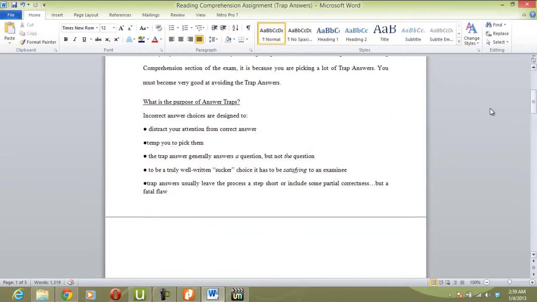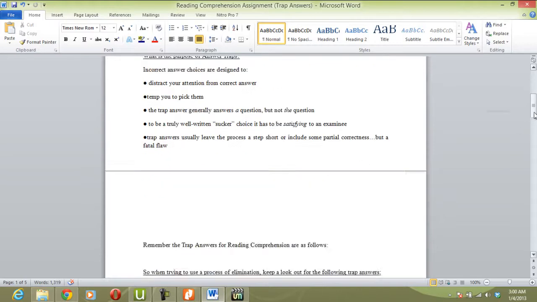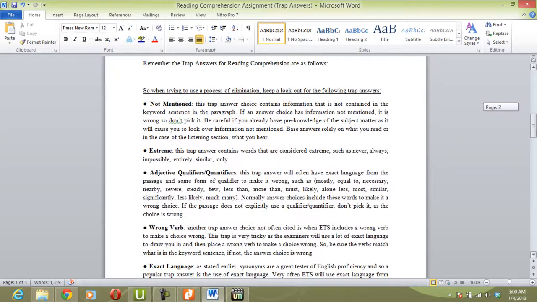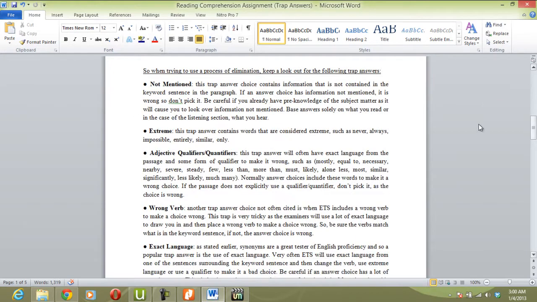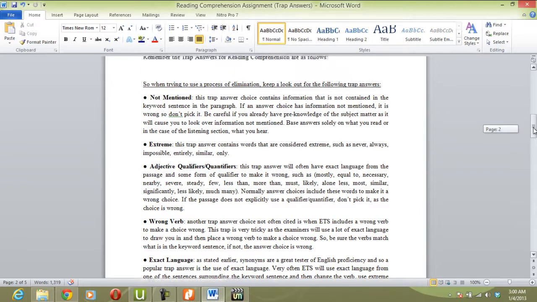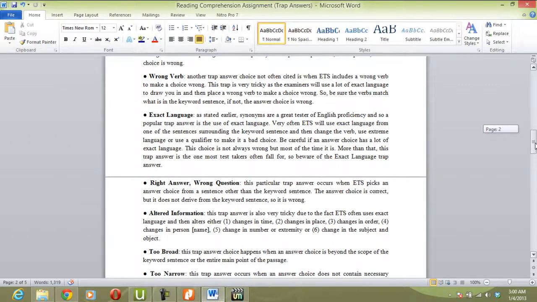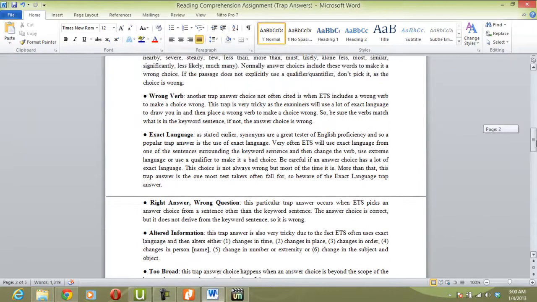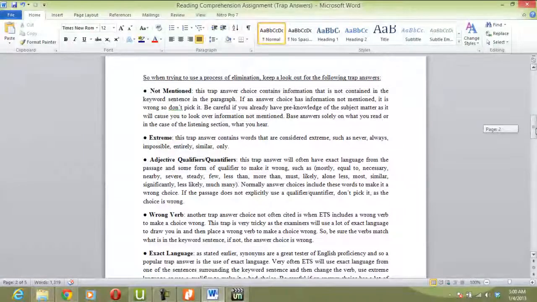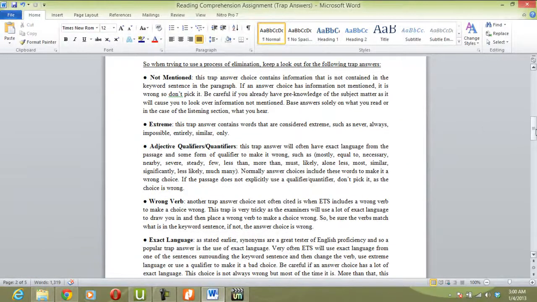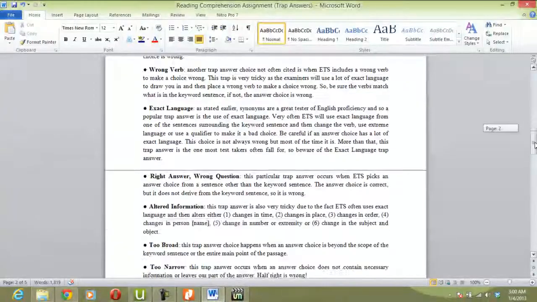As you know, the purpose of a trap answer is to distract your attention from the correct answer and tempt you to pick it. The trap answer generally answers a question, but not the question, and it's very satisfying. Remember, this is our list of trap answers: not mentioned, extreme, adjective qualifiers, quantifiers, wrong verb, exact language, right answer wrong question, altered information, too broad, too narrow. So spend some time looking over the traps before you do this assignment to make sure you have them memorized.